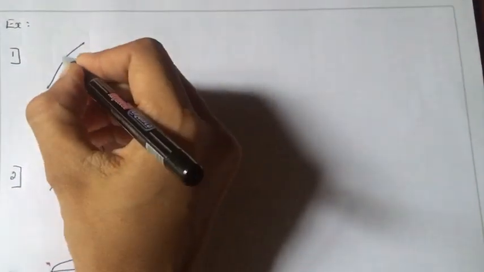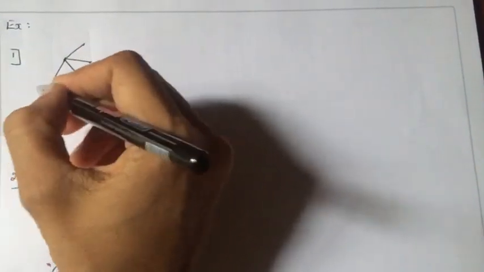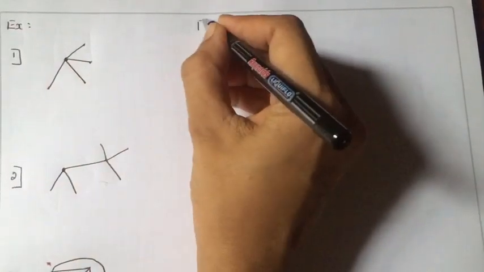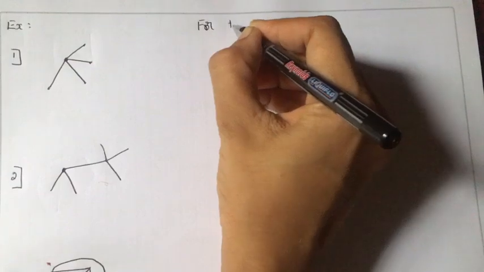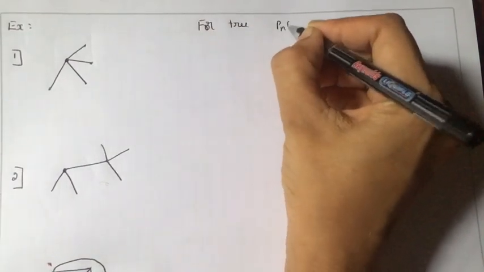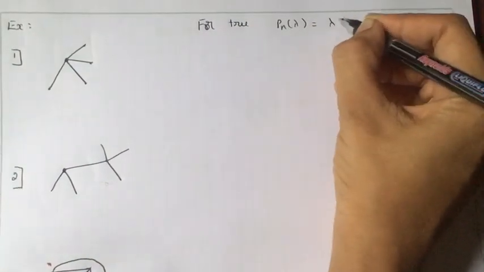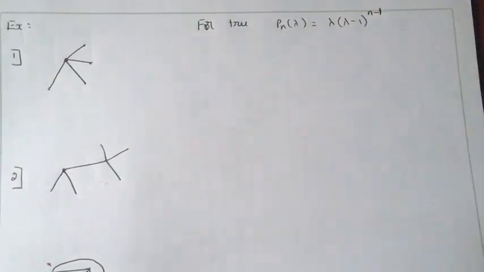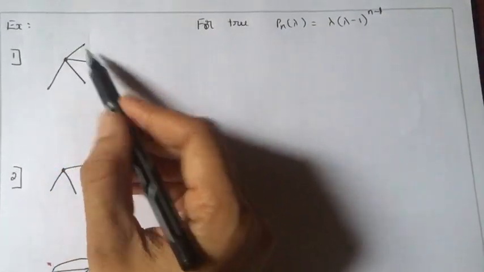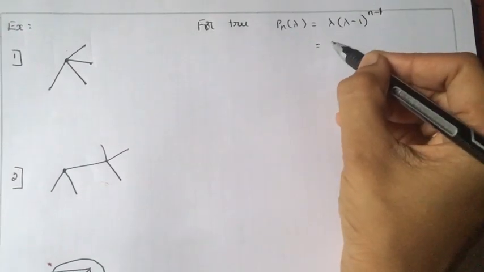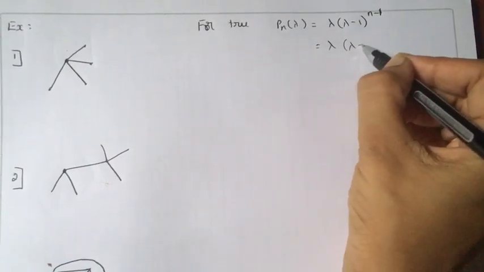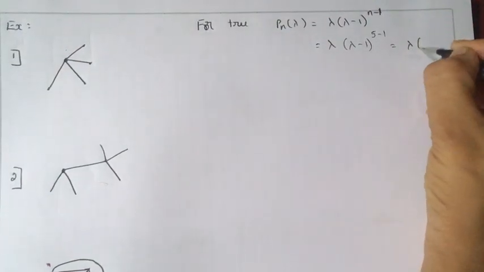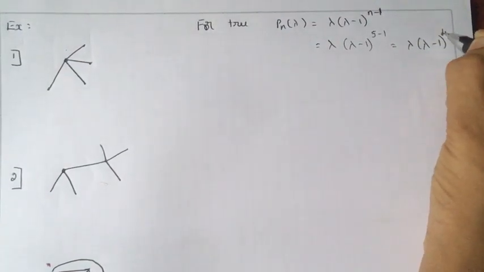It's a tree on 1, 2, 3, 4, 5 vertices, right? So for a tree, Pn of lambda is lambda into lambda minus 1 power n minus 1. Here I have 5 vertices. So Pn of lambda is lambda into lambda minus 1 power 5 minus 1, so that it is lambda into lambda minus 1 power 4.